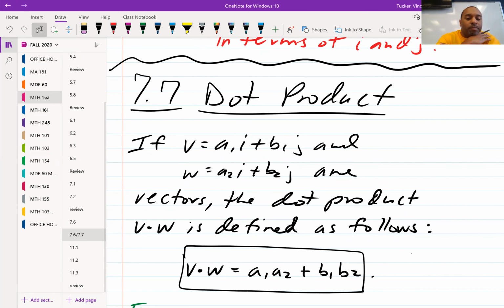All right, so dot product. When we look at vector V, we call that A1 I plus B1 J, just signifying that we have more than one I, A and B component. Because the components from vector W, we'll call that A sub 2, B sub 2. So they are vectors, the dot product, which is V dot W, is defined as follows. It's just A sub 1 times A sub 2 plus B sub 1 times B sub 2.